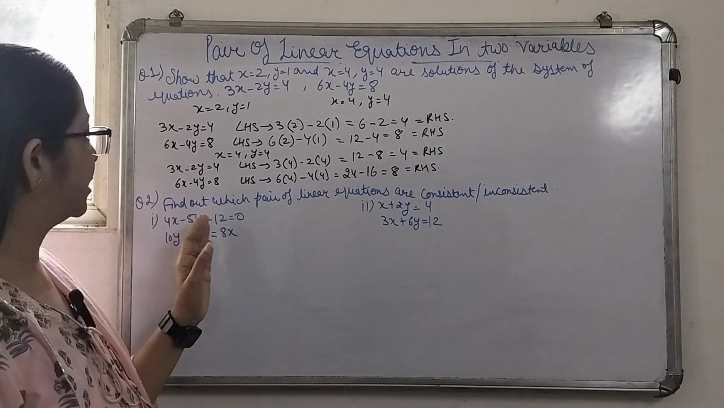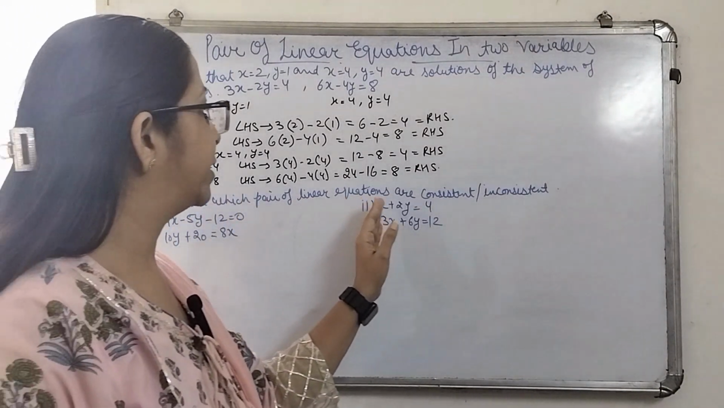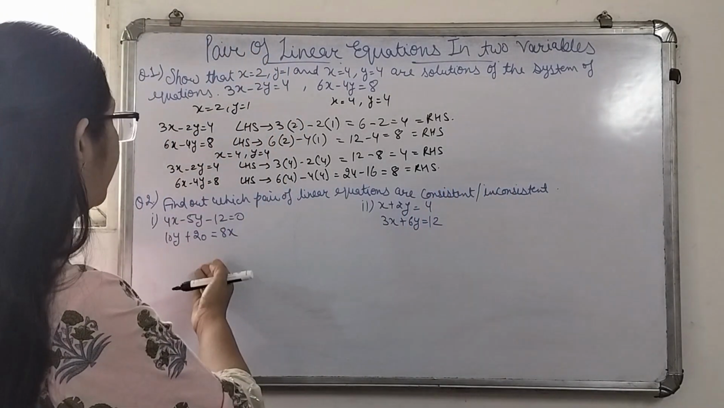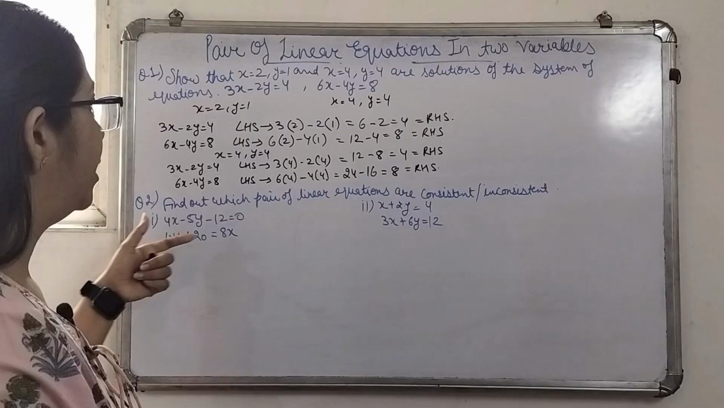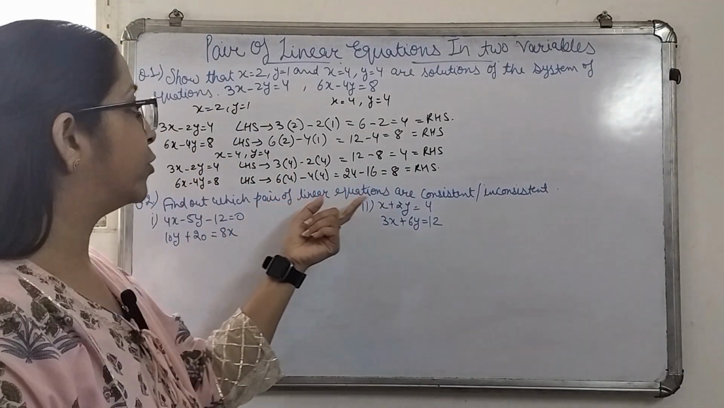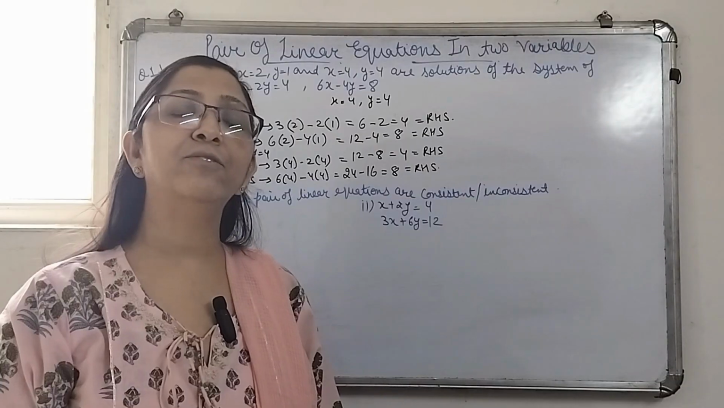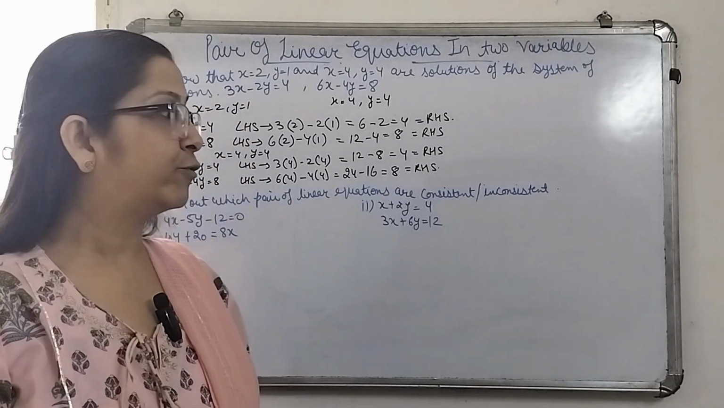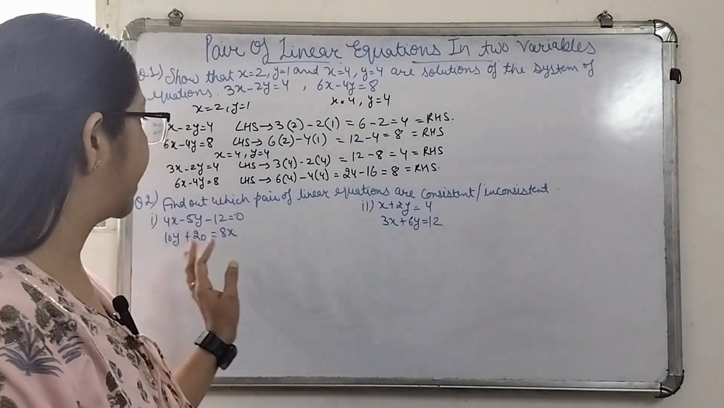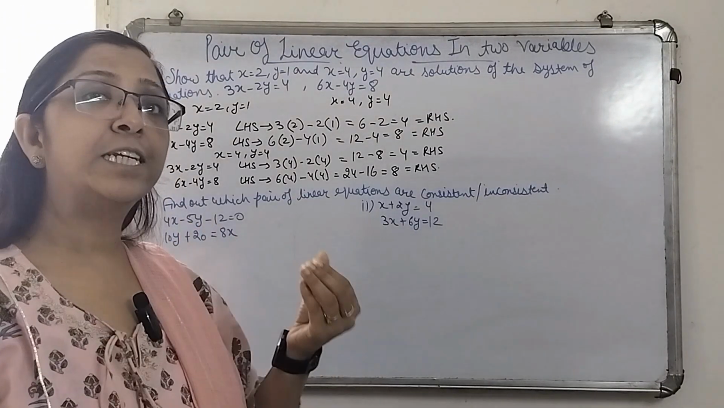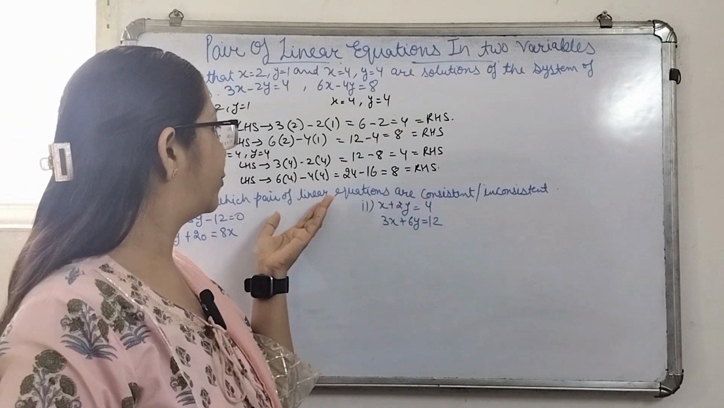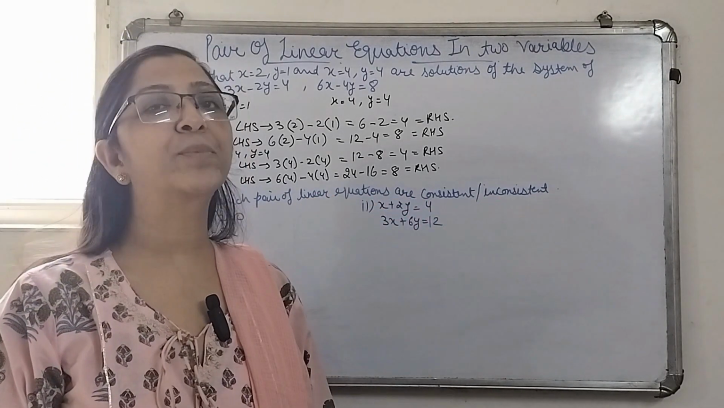Now the second question is, find out which pair of linear equations are consistent or inconsistent. One pair of linear equations is given over here and another pair is given over here. We know that a pair of linear equations is consistent when it has any solution. If values of x and y exist that satisfy both the equations, then the pair of linear equations is said to be consistent.